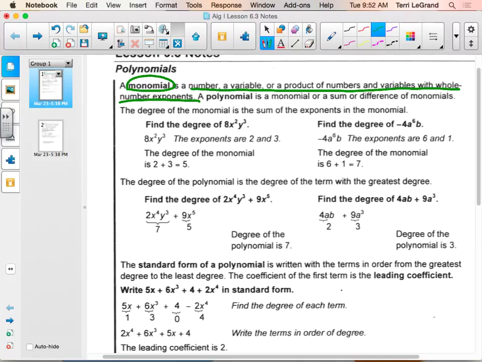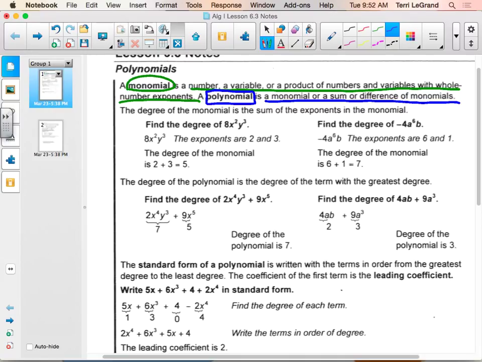Okay, now grab another color. A polynomial, let's put a box around that one. A monomial is actually a polynomial. But a polynomial is made up of monomials. So a polynomial is a monomial or a sum or difference of them. So in a polynomial there can just be a monomial, one term, or there can be the sum or difference, an addition or subtraction, of monomials.